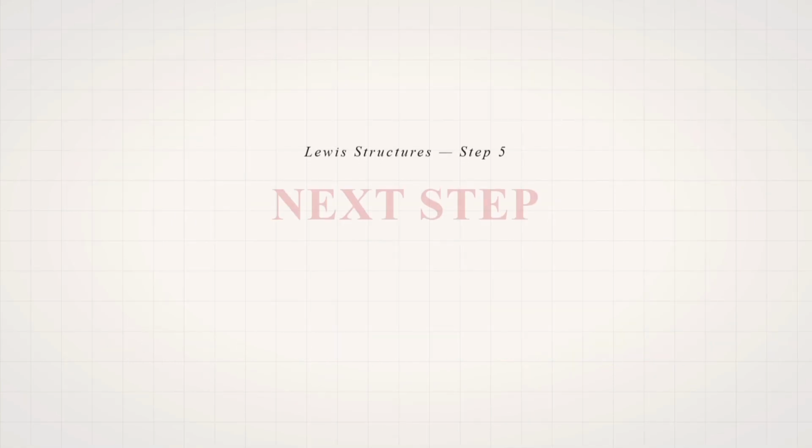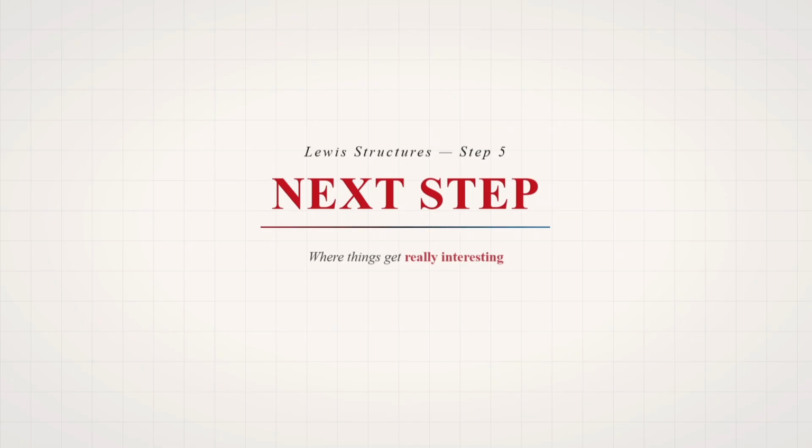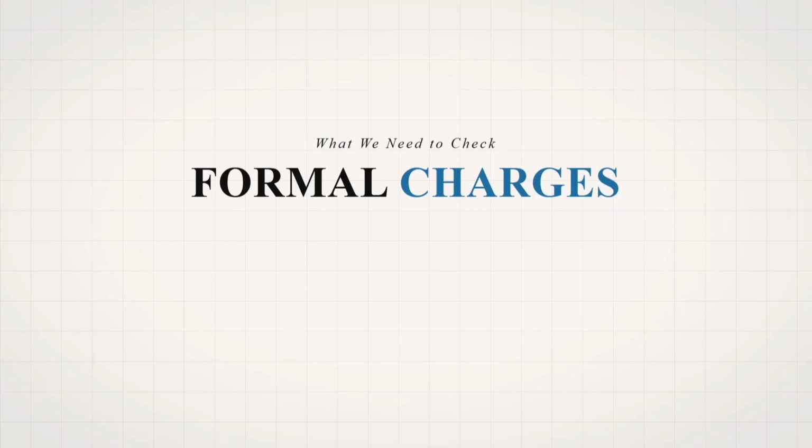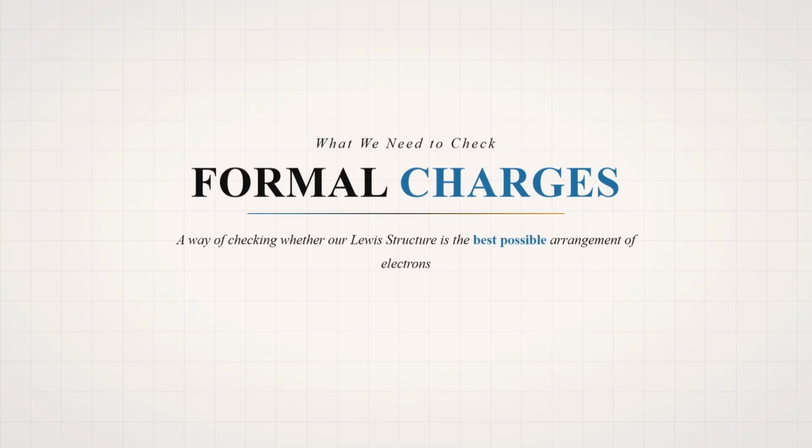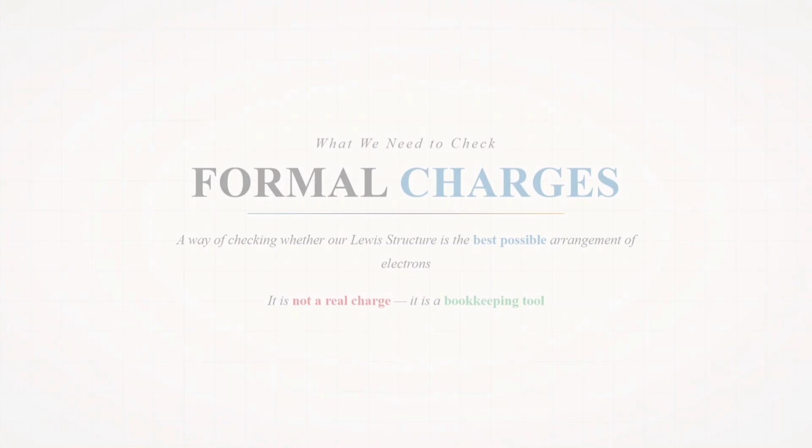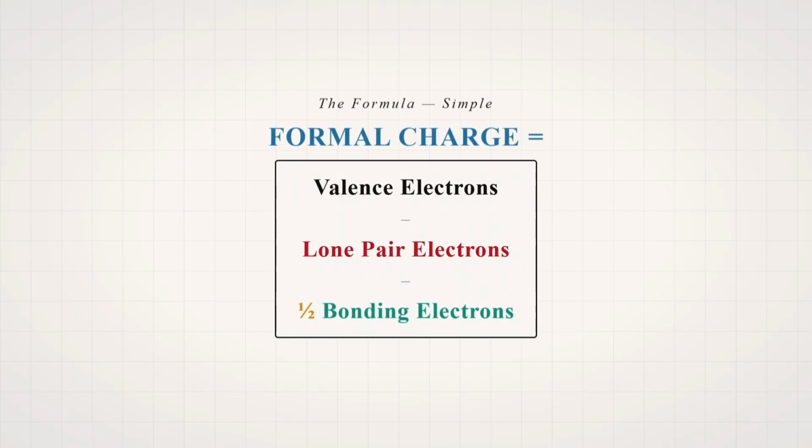Next step is where things get really interesting, and where students often get tripped up. We need to check formal charges. A formal charge is a way of checking whether our Lewis structure is the best possible arrangement of electrons or not. It's not a real charge. It's a bookkeeping tool. The formula is simple. Formal charge equals valence electrons minus lone pair electrons minus half of bonding electrons.